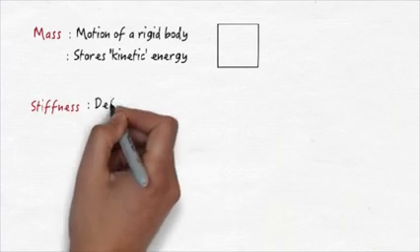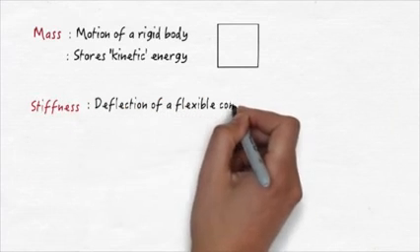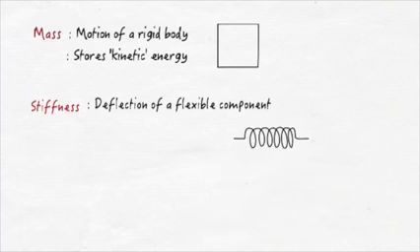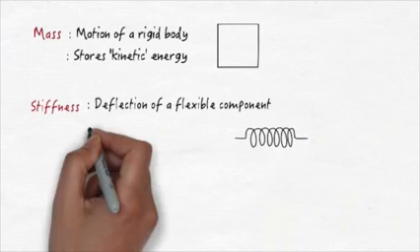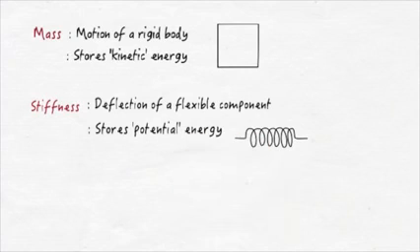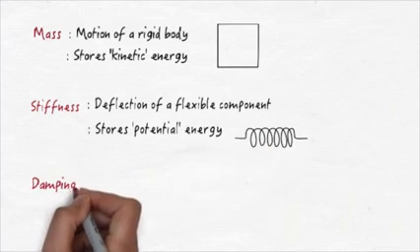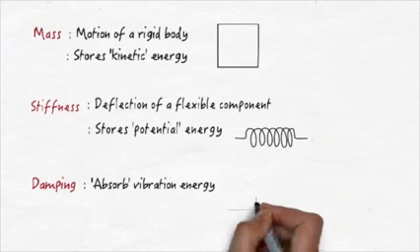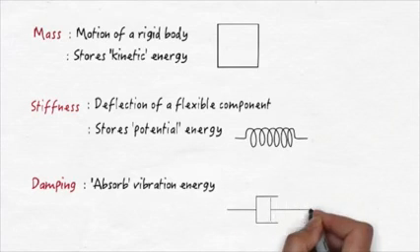The second one is the stiffness, which corresponds to the deflections of a flexible component, and this stiffness component stores the potential energy. The third one is the damping, often illustrated with a dashpot, which can absorb vibration energy.